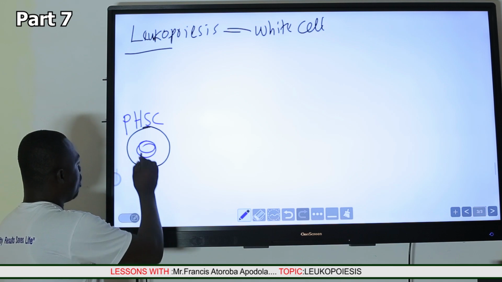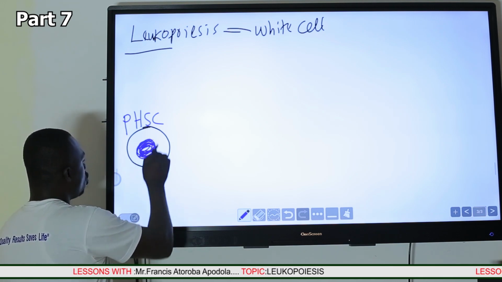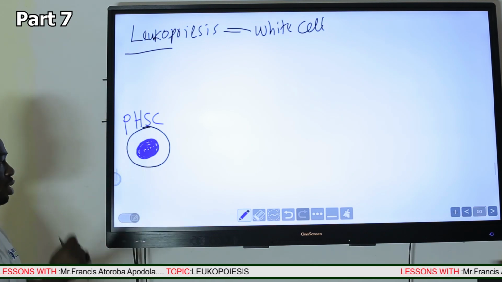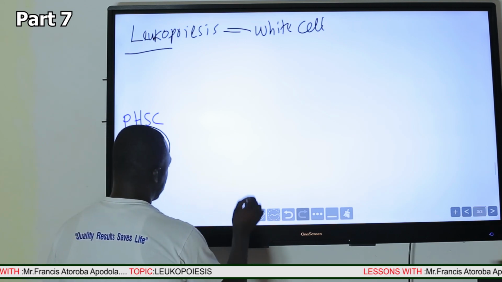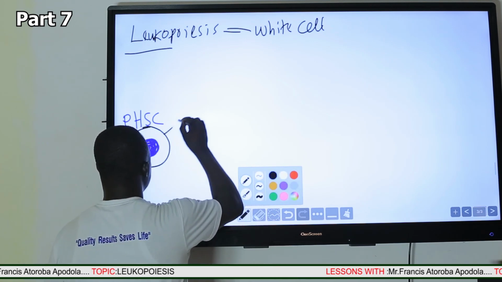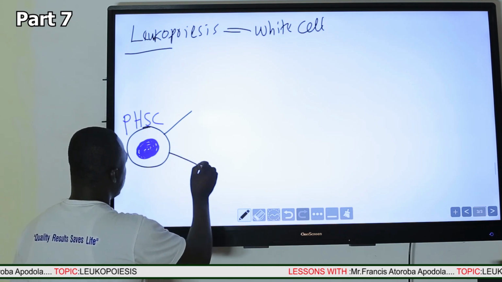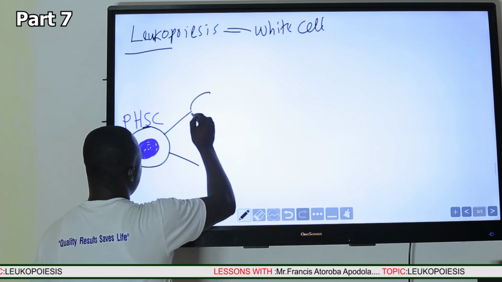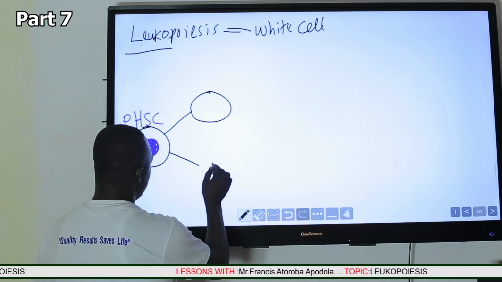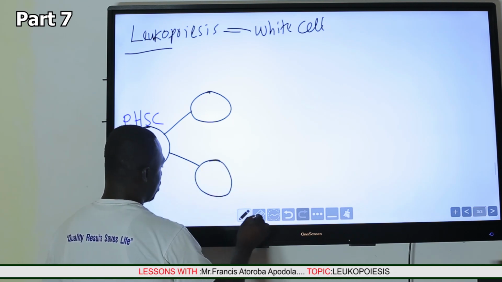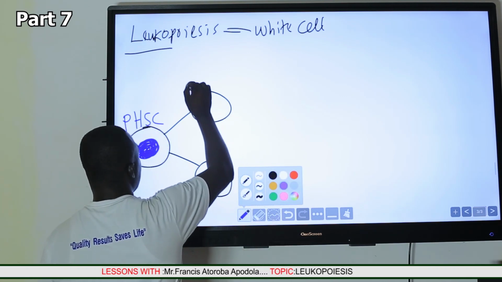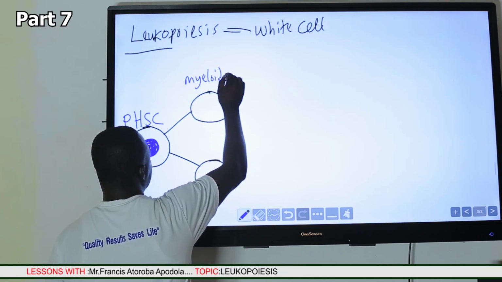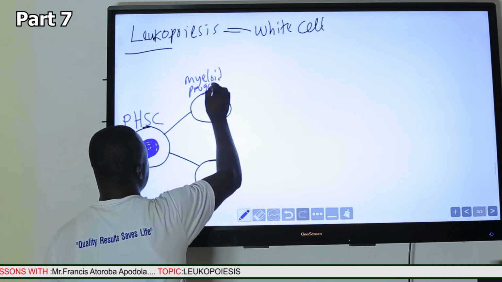And this pluripotent hematopoietic stem cell will actually undergo differentiation. Remember that we are starting with an undifferentiated stem cell or an unspecialized stem cell. So it undergoes differentiation to form two important stem cells: the myeloid stem cell and the lymphoid stem cell. So we have the myeloid stem cell, also called the myeloid progenitor.